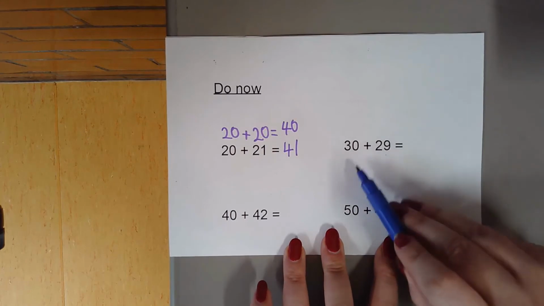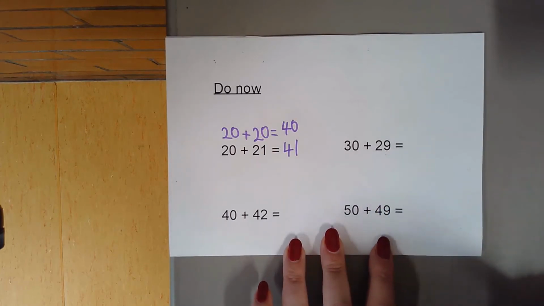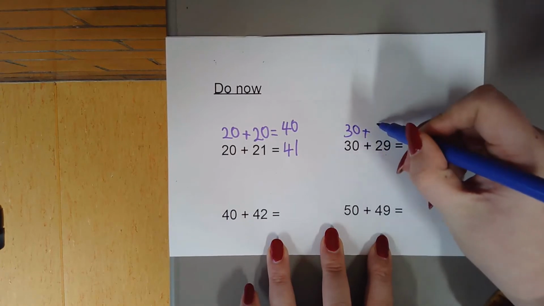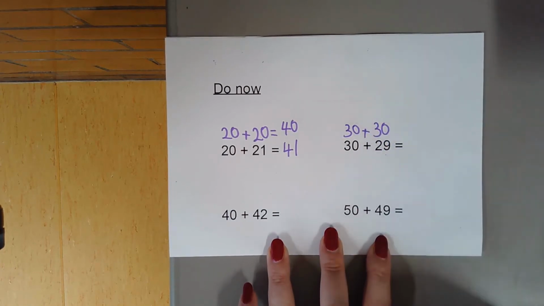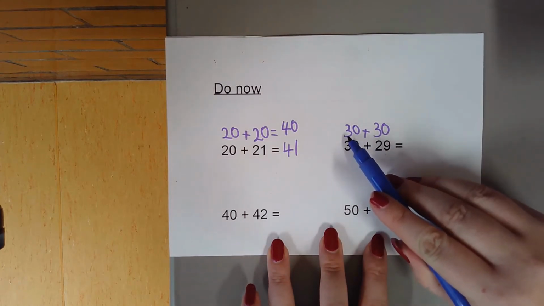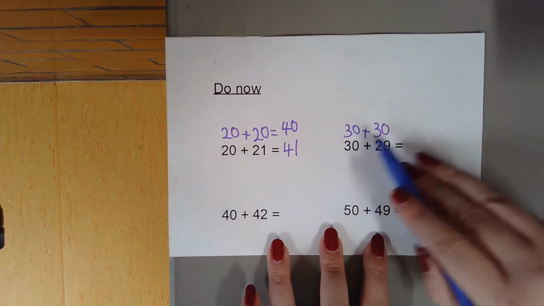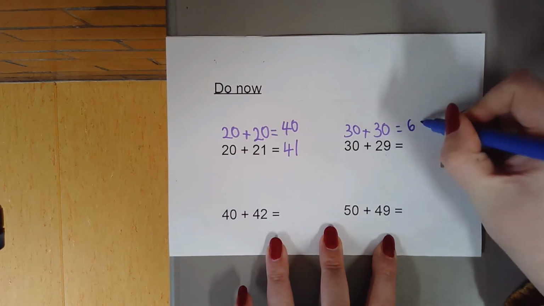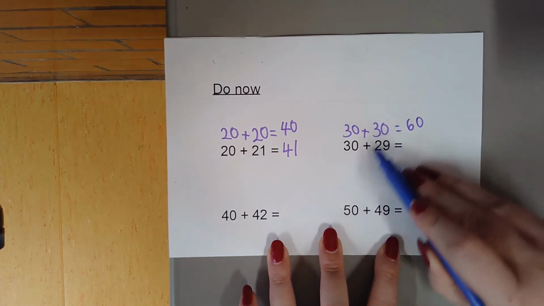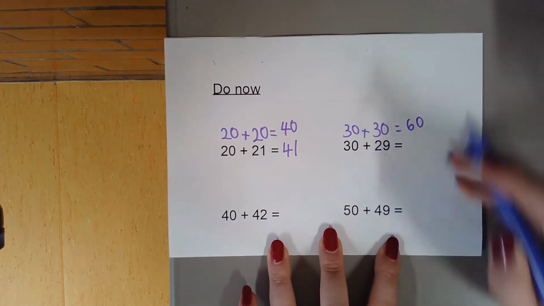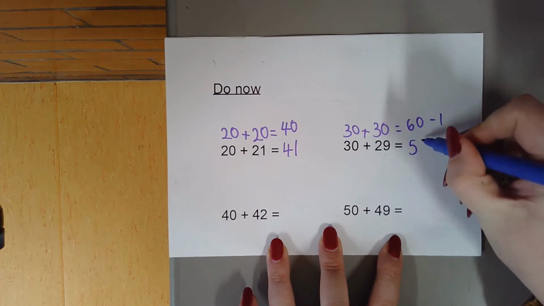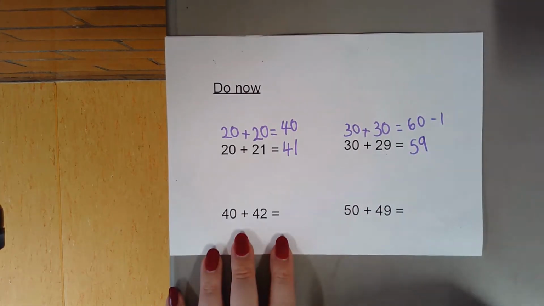If I know, then I know. 30 add 29. 29 is nearly the same as 30. So I'm going to do, if I know, then I know. If I know 3 add 3 equals 6, then I know 30 add 30 equals 60. But I didn't want to add 30. I wanted to add 1 less than 30, so I now need to take away 1. 60 take away 1 equals 59.